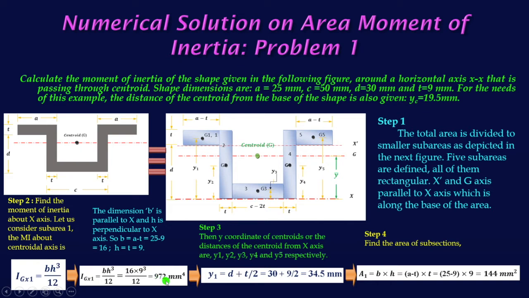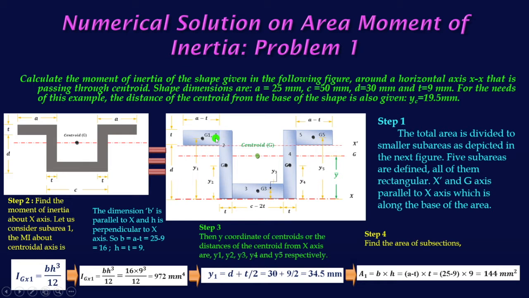Now see the position of the centroid of each individual area, here and here, so they are not along the same axis. But to add the moment of inertia and get the entire moment of inertia, we need a common axis, and these centroidal axes are not common. So let's consider this x-axis as common to all. We have calculated the area moment of inertia about the centroidal axis.